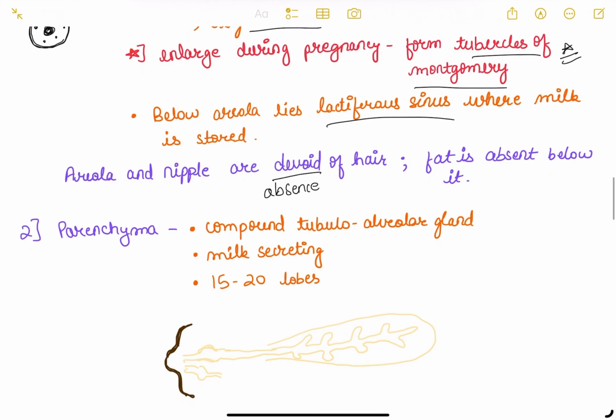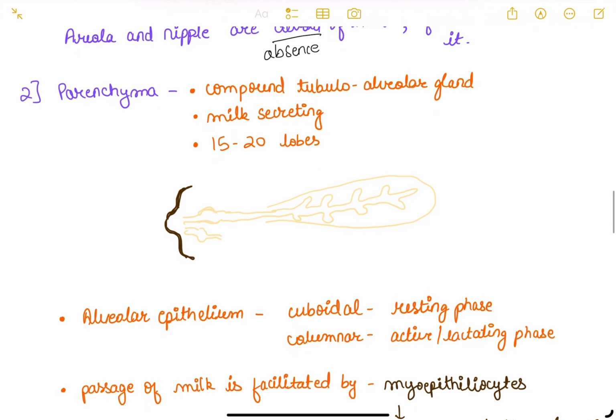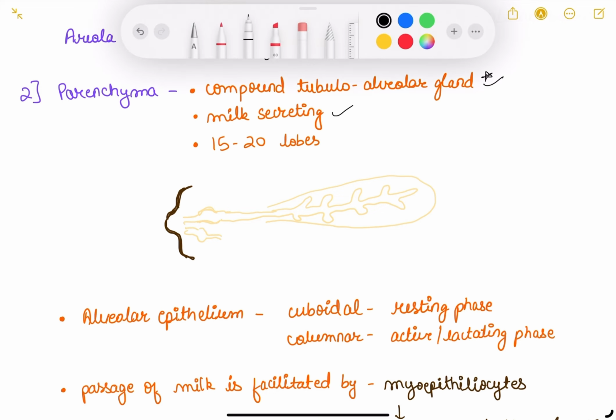Now let us discuss the parenchyma of the breast. The parenchyma is basically that part of the breast which is going to be secreting milk. It is formed by compound tubulo-alveolar gland. The parenchyma is composed of 15 to 20 lobes. So consider this as one lobe. There are going to be 15 such lobes, 15 to 20 such lobes.